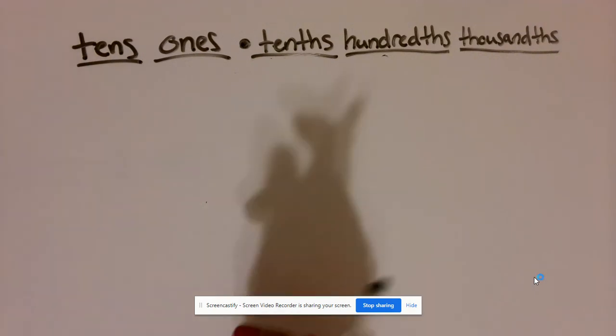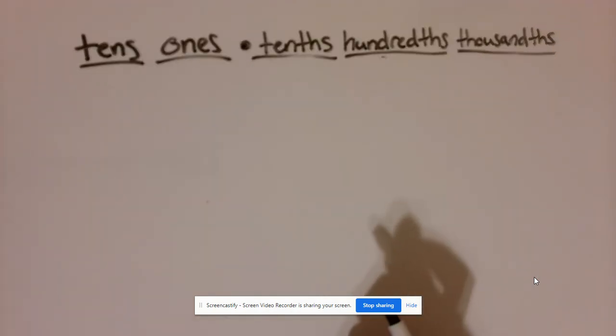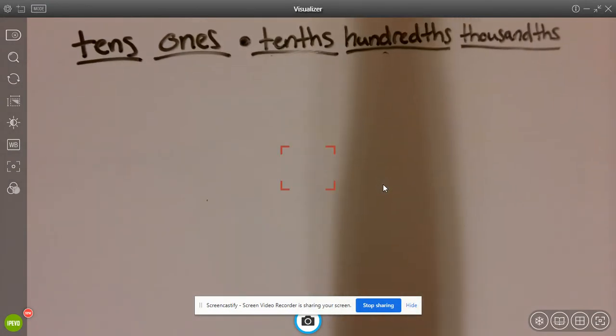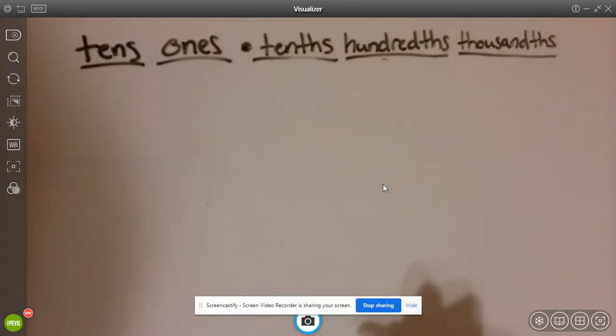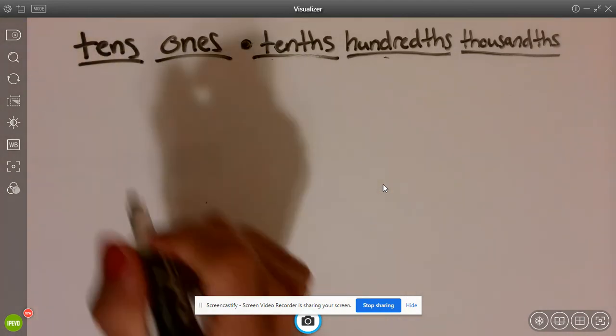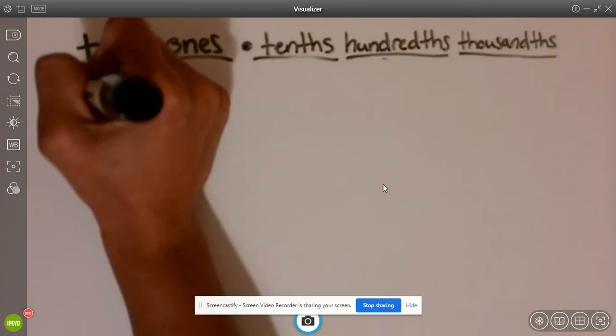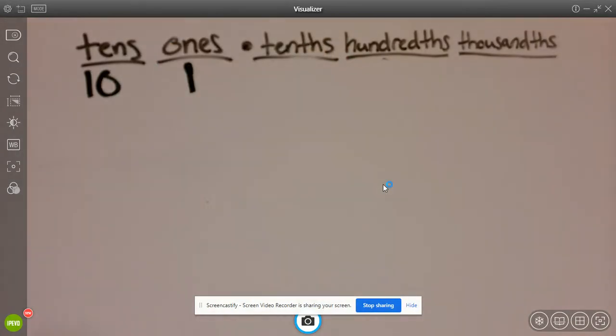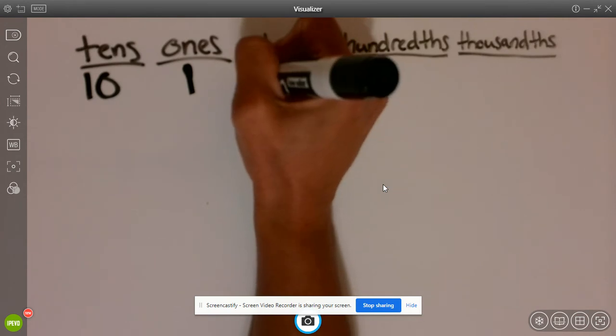Today we're going to review how to do expanded form using fractions and decimals. So before we do an example together, let's write our place values as fractions and decimals. So my tens would be 10. My ones, 1 whole.